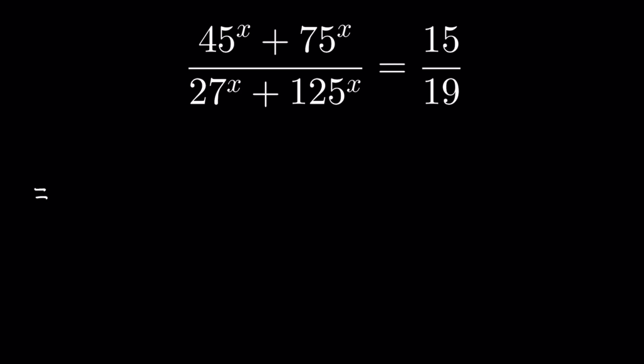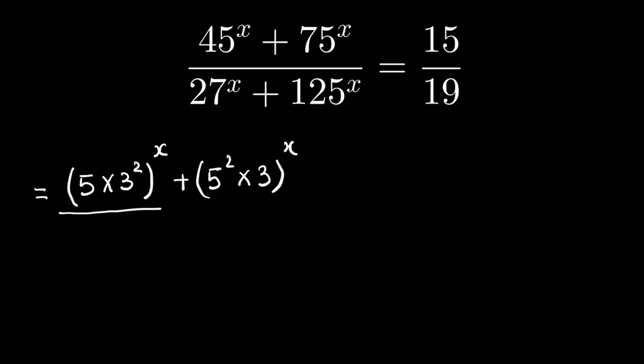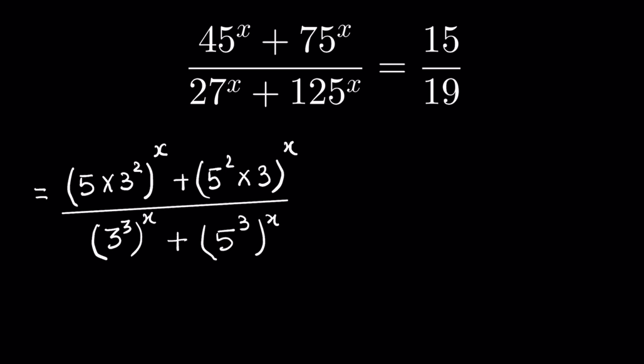So 45 we can write it as 5 times 3 square, then whole raised to the power x, plus 75 as 5 square times 3, then whole raised to the power x, upon 27 as 3 raised to the power 3, then whole raised to the power x, plus 125 as 5 raised to the power 3, then whole raised to the power x is equal to 15 upon 19.